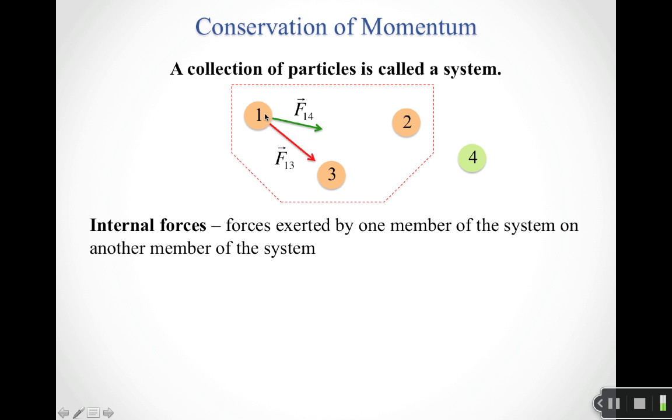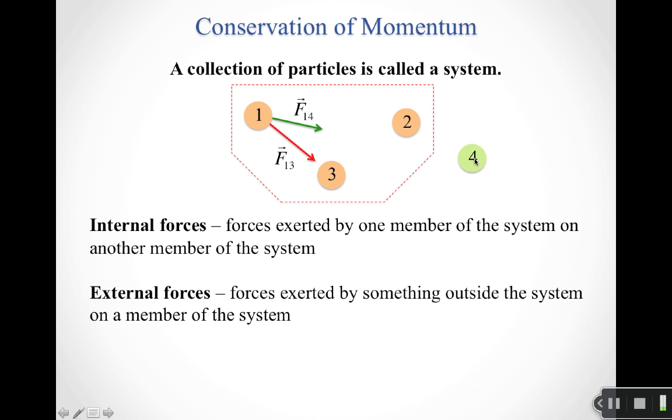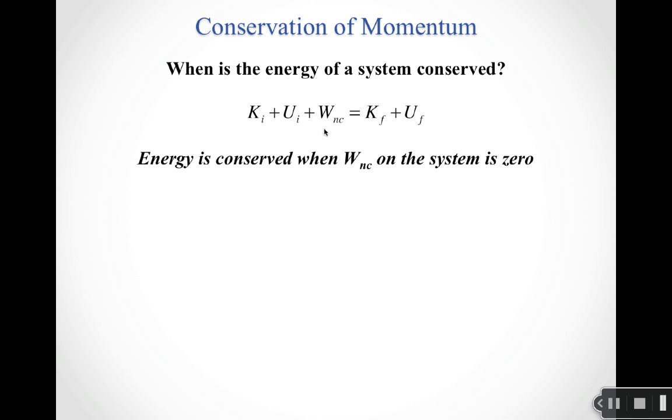We might have another force where particle 1 gets pulled on by particle 4. The difference here is that particle 4 is not within our system, and so that's an external force. External forces are forces exerted by something outside the system on something inside the system. We'll see in a second why these things matter. But one thing we can do with our forces is break them up into all the internal forces and all the external forces.